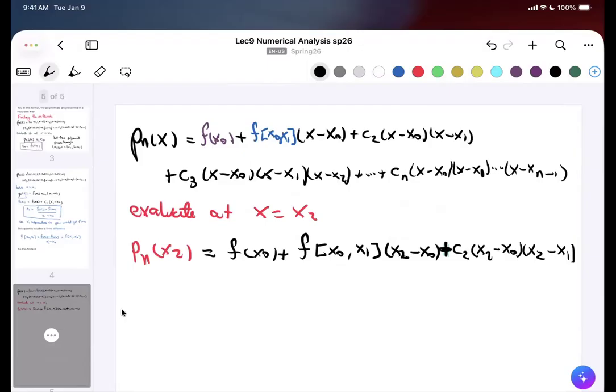Because all the other terms contain an x minus x2, when you plug in x equals x2, they go away, right? So now it's just solve. Of course, I could solve this already for C2 straightforwardly, but I want to present it in a way that makes clear what the recursive structure is. Just as before, because this polynomial is supposed to interpolate through x2, Pn of x2 would just be f of x2.